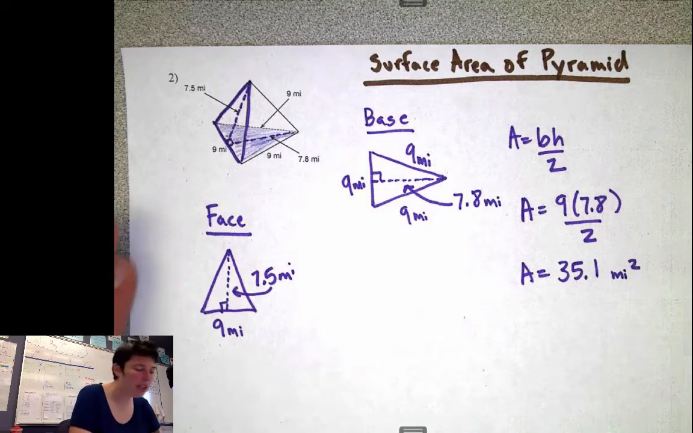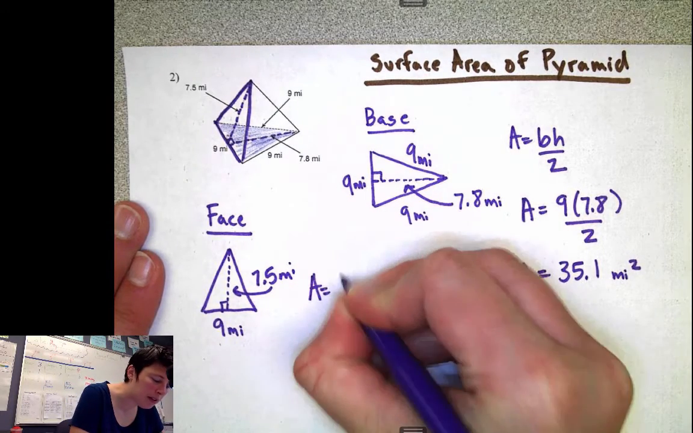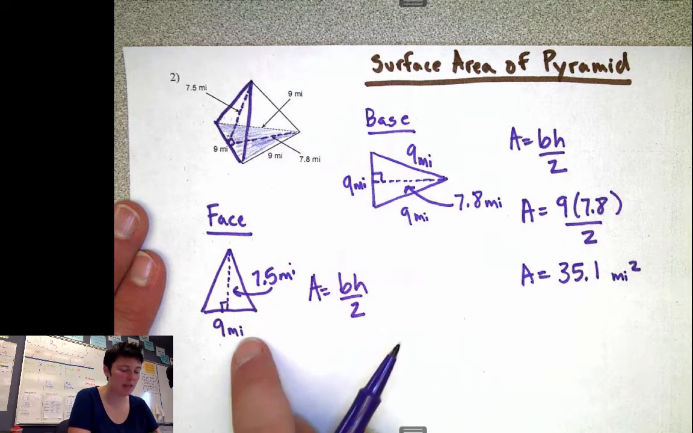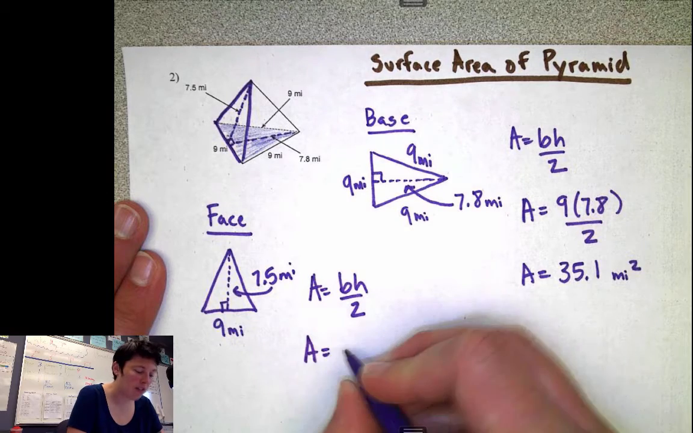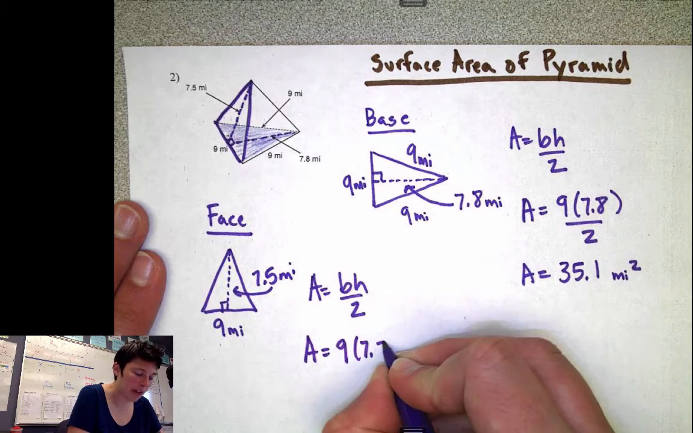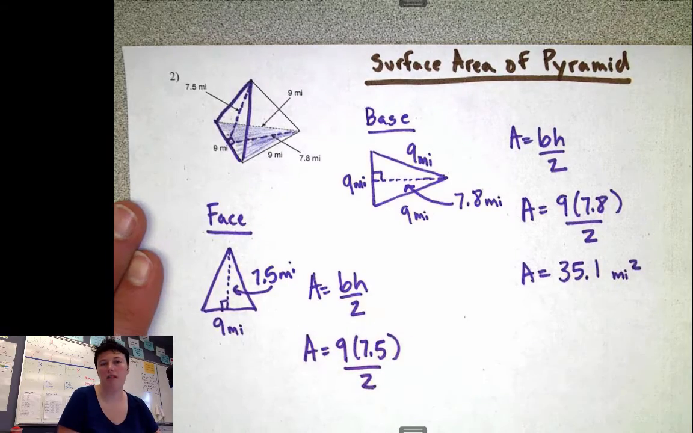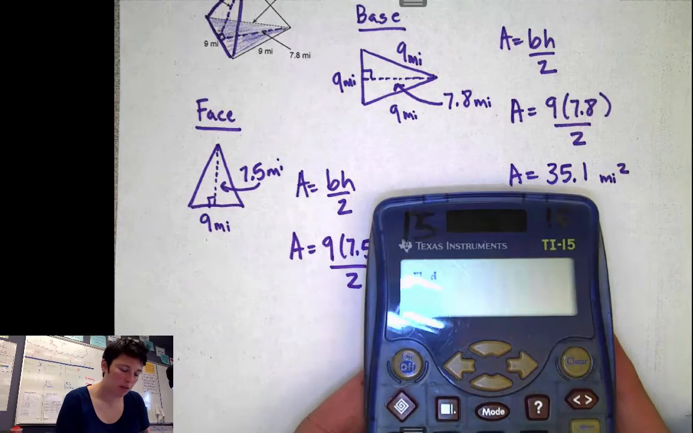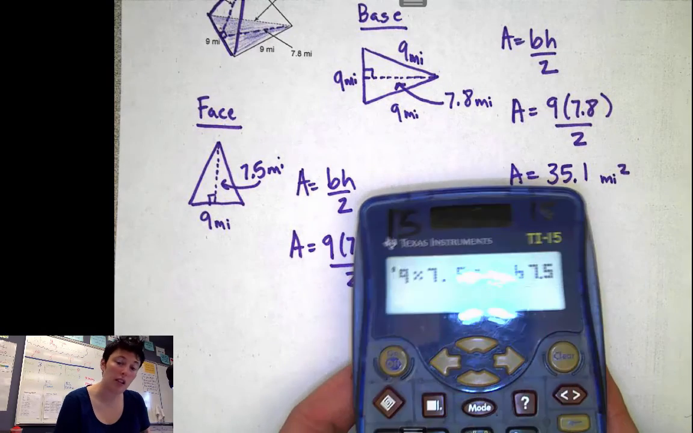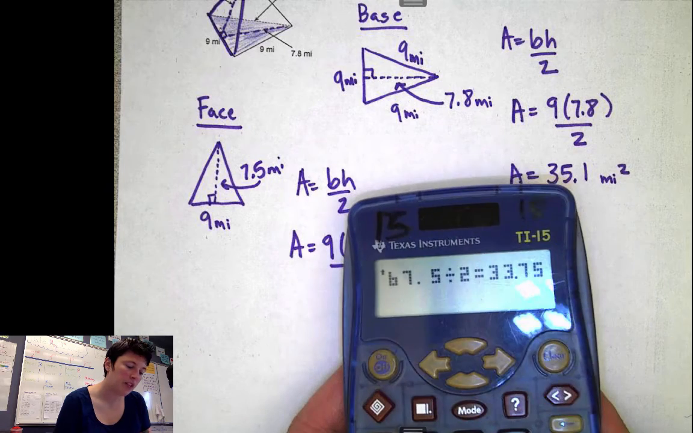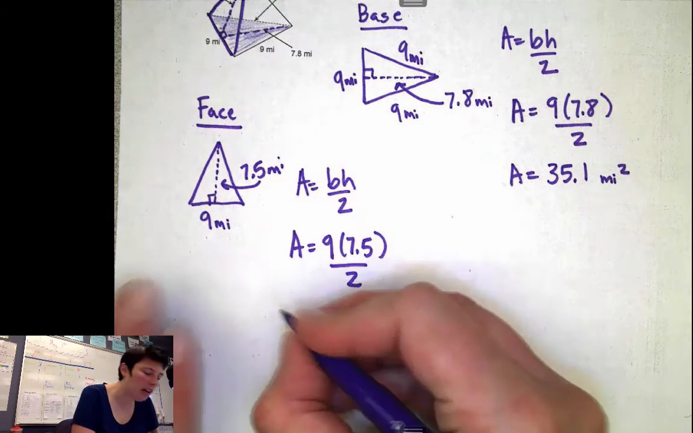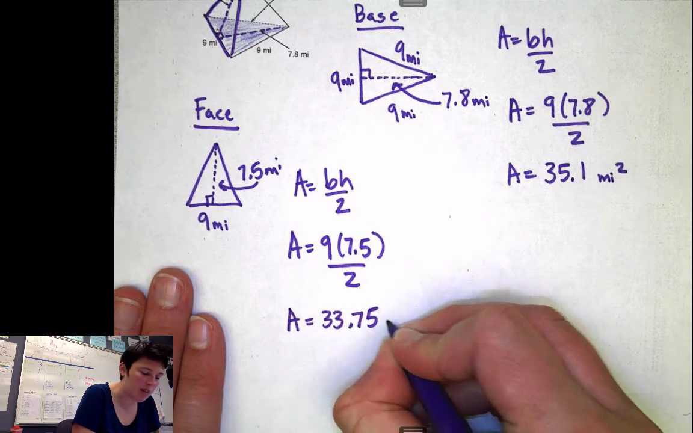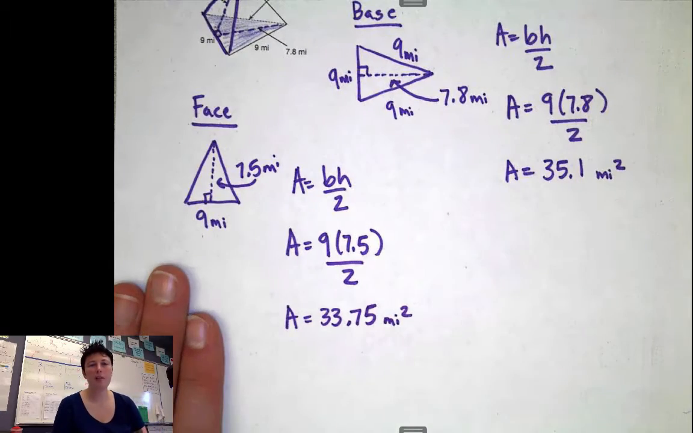So let's find the area of this triangle. Let's write area equals base times height divided by 2. I see the base and the height. They're pretty much obvious at this point, 9 and 7.5. So my area is going to be 9 times 7.5 divided by 2. And again, I'm going to use my calculator. So let's see, 9 times 7.5 is 67.5, divided by 2 is 33.75. So my area is equal to 33.75 miles squared, technically. And that's my face.